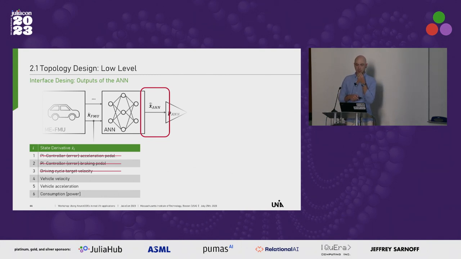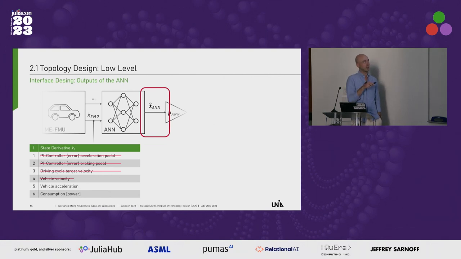And we further remove the velocity again. In this case, it's not because of redundancy. There's no second vehicle velocity. But as already stated, we have a second order ODE system. So we have a position that is differentiated into velocity, which is differentiated in acceleration.